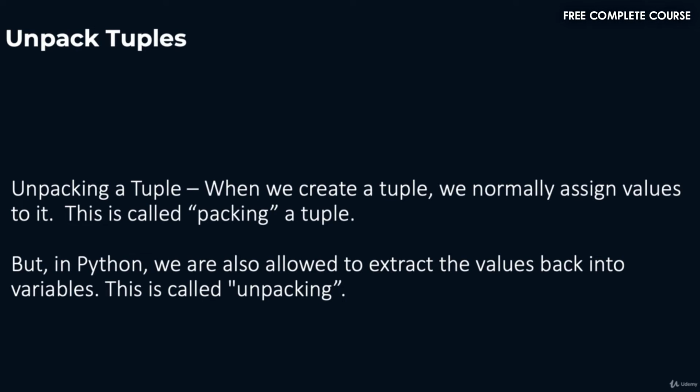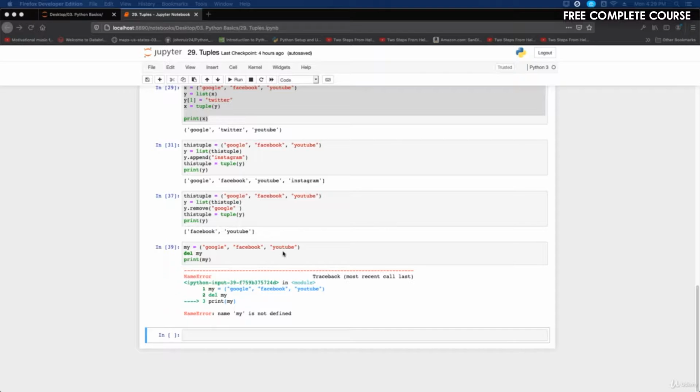All right, welcome back. So in this video, we're going to talk about how to unpack tuples. When we create a tuple, we normally assign values to it. This is called packing a tuple. But in Python, we are also allowed to extract the values back into variables. This is called unpacking, okay? So let's jump into our notebook and take a look at this.